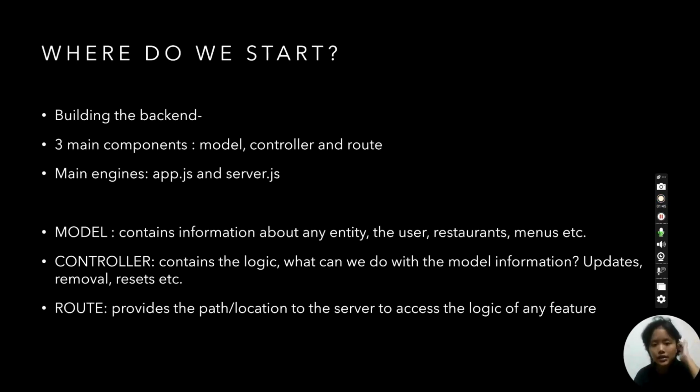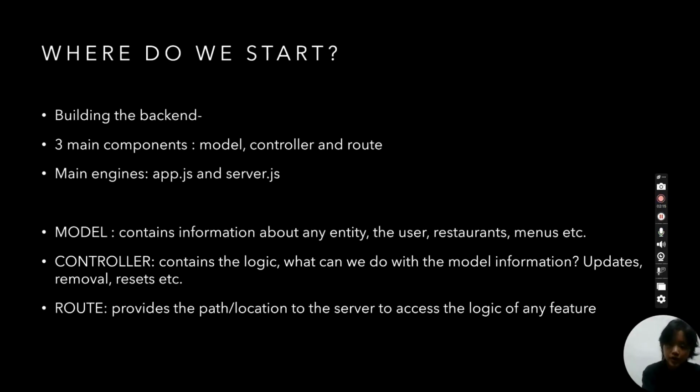So what the model has is the information about any entity: the user, restaurant, menus, anything. So that contains information like a schema, right? Moving forward to the controller. What the controller contains is the logic. What can we do with the model information? Any sort of updates, removal, resets, or for example, I forgot my password, I need to reset it back. Whatever is allowed for me to do as a user is included in the controller part.